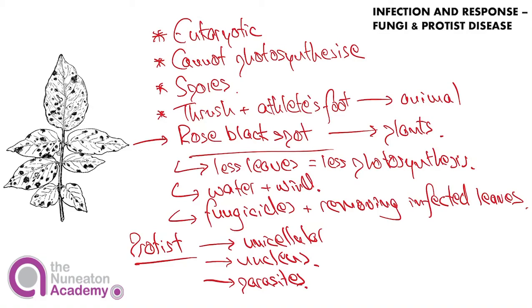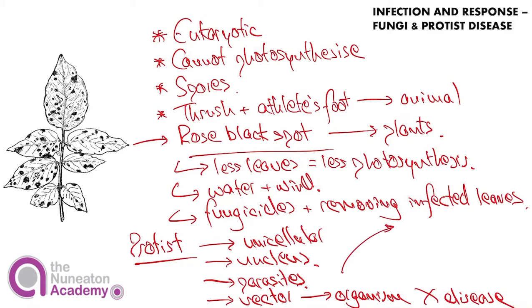and most protists are transferred by a vector. So it's another organism that doesn't get the disease. So one of the main examples you will need to know about is malaria.